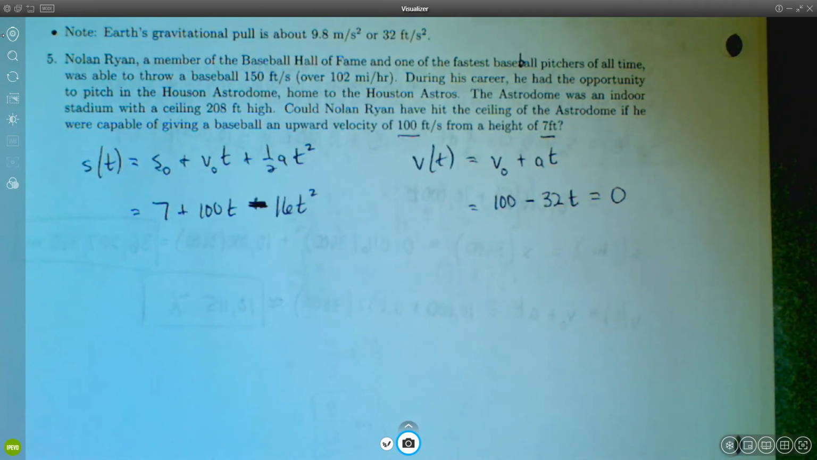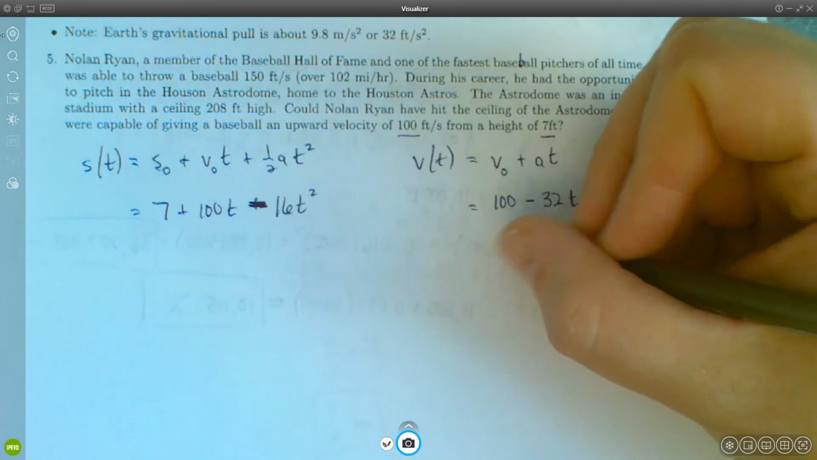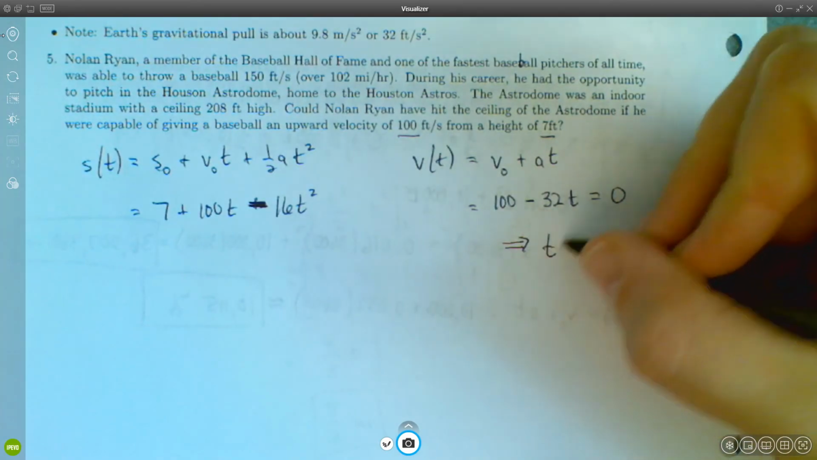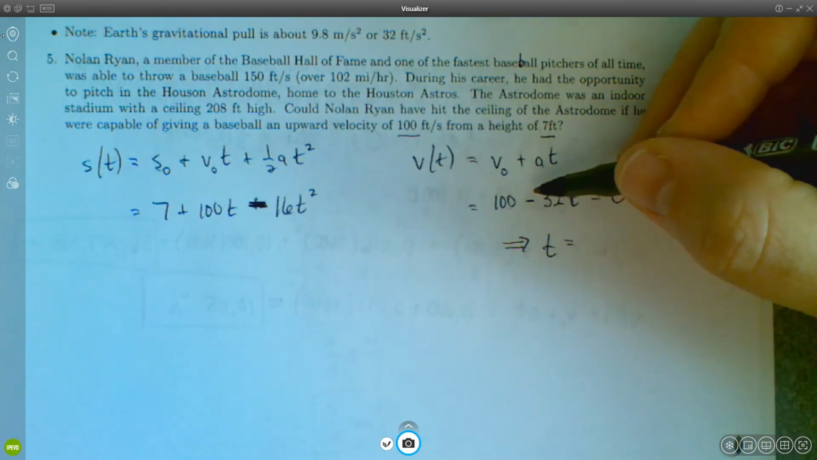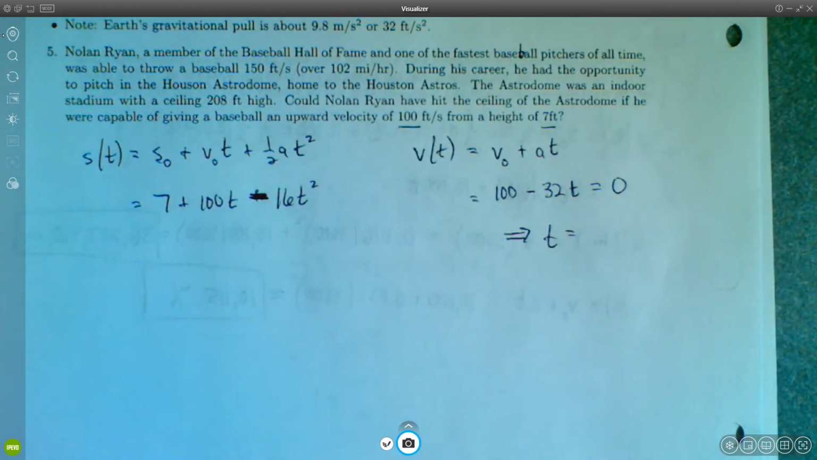Okay, so if this equals 0, then t would equal, well, we would add 32t over to the other side and then divide by 32. 100 divided by 32.